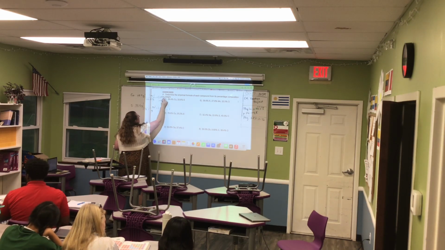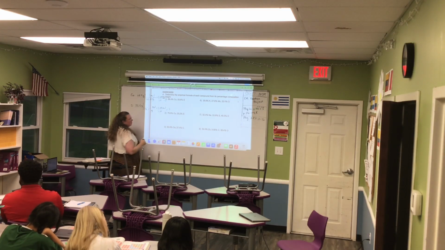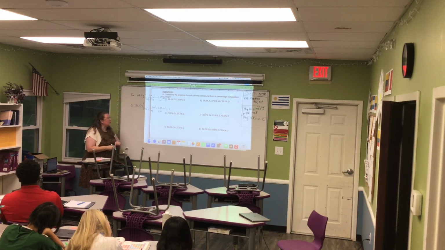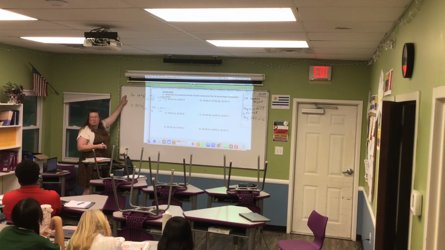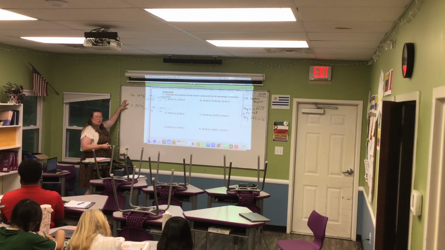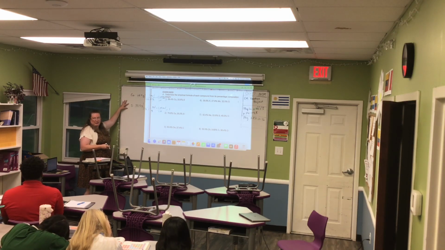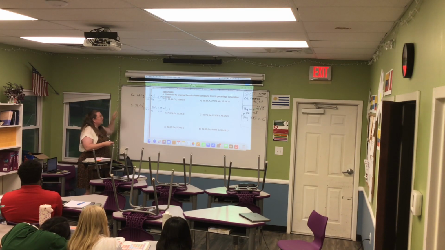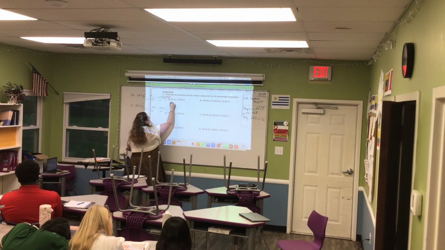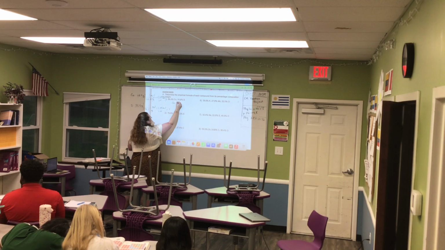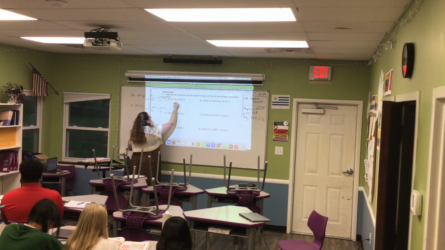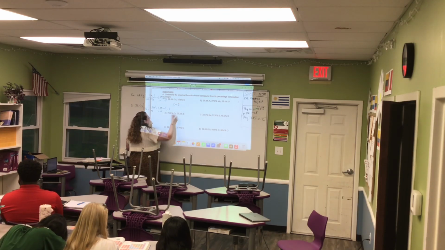All right, so they both come out to be 1. That means I have 1 copper, I have 1 sulfur. Does that make sense to you all? So my empirical formula is going to be Cu1S1. In fact, I don't even have to include the 1, I can just say CuS.